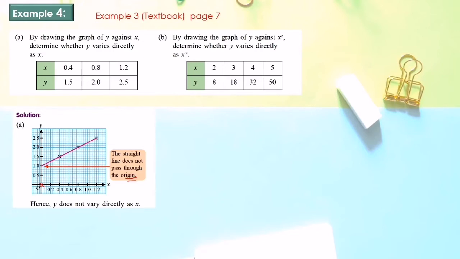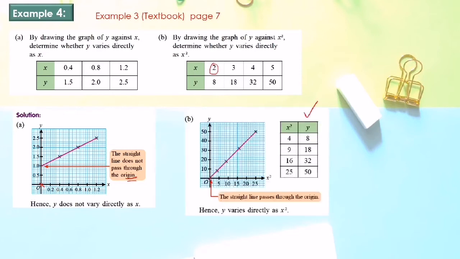Now we look at B here. By drawing the graph of y against x square, determine whether y varies directly as x square. So now the value of x here, you need to square it. So you draw the table like this, x square and y. And then you plot the points and you draw the straight line.